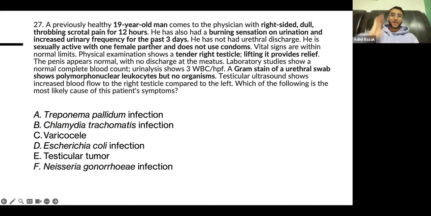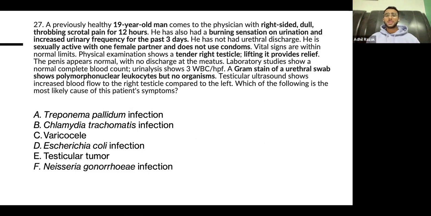Anyways, we have a 19-year-old man, a very young guy. He has a right-sided dull throbbing scrotal pain for 12 hours. He also had a burning sensation on urination and increased urine frequency. He had urethral discharge. He's sexually active with one female partner, and he does not use condoms. Vital signs are within normal limits. He has a tender right testicle, and lifting it provides relief. The penis appears normal, no discharge, nothing.